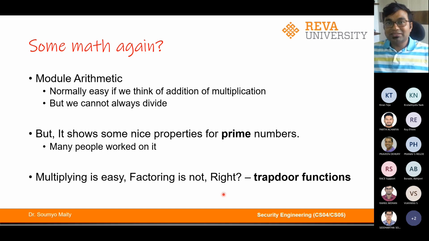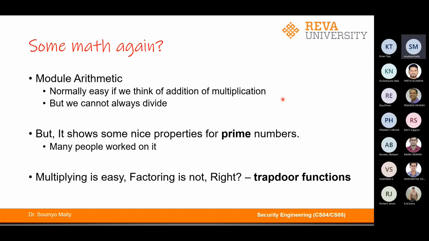The only way to do that is kind of brute force. First we have to check whether this is divisible by 2, then 3, then 4, then 5, and so on. In that way we usually find out the factors. That's the only way we can factorize. But multiplying is easy. Just take two numbers and multiply. Factoring is not. That's why this is a very good trapdoor function. Understood, everybody? Yes, sir, we got it. Okay.